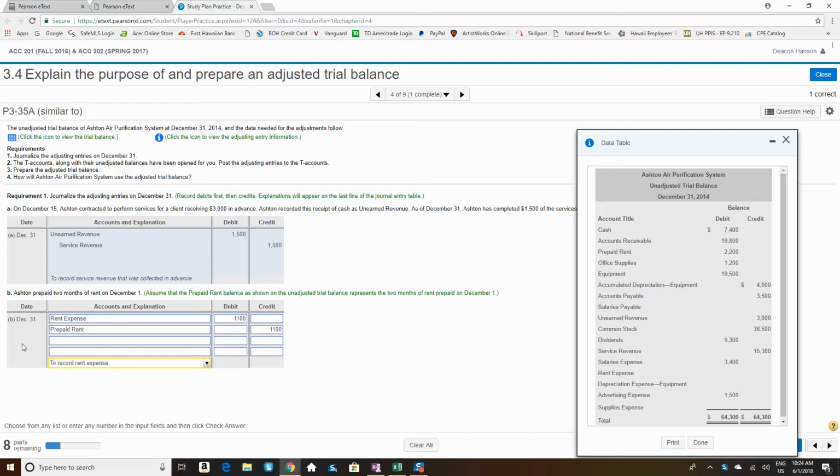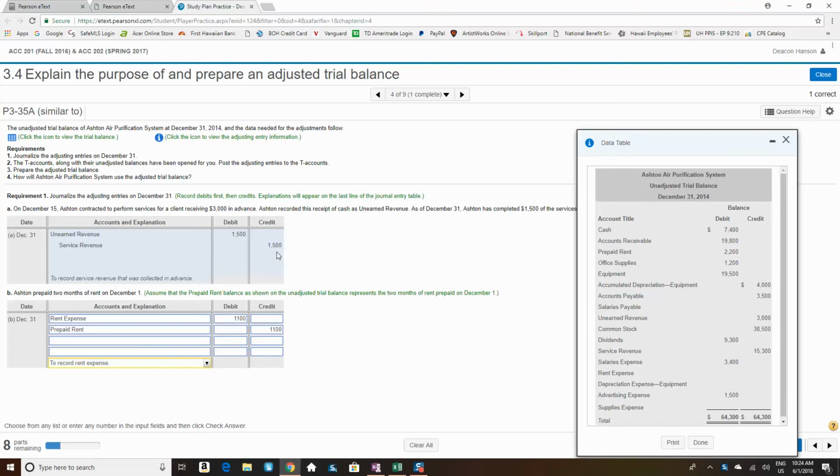Okay, let me rewind a little bit. Also, notice that every adjusting entry has both a balance sheet and an income statement effect. Take the first entry, A here. See that unearned revenue is a liability. That's on the balance sheet. Service revenue is revenue, so that's on the income statement.